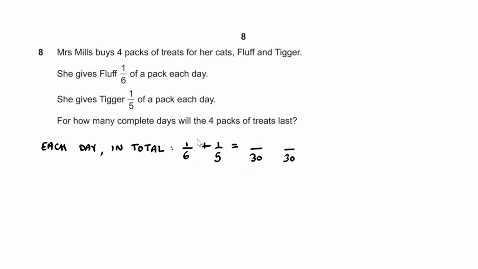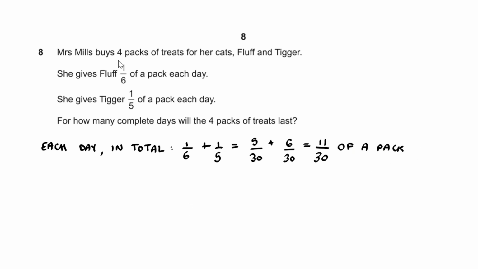And if we rewrite these over a common denominator of 30, well, to go from 6 to 30 we multiply by 5, so 1 times by 5 is 5, and to go from 5 to 30 we multiply by 6, and therefore 1 times by 6 is 6. So here we have 11 over 30. So each day she's giving 11/30ths of a pack to both cats.